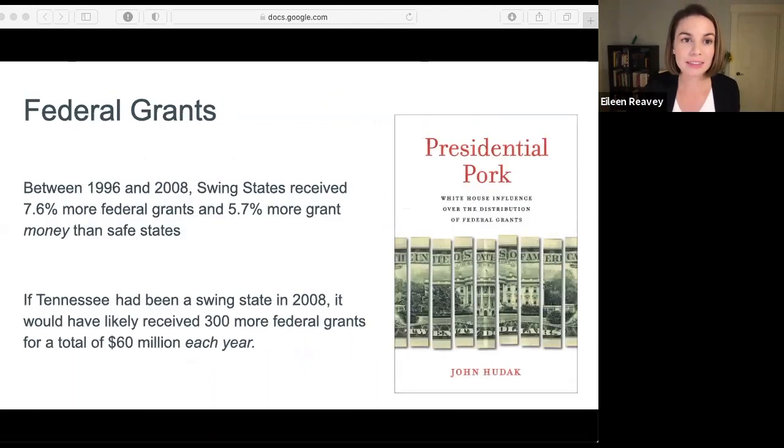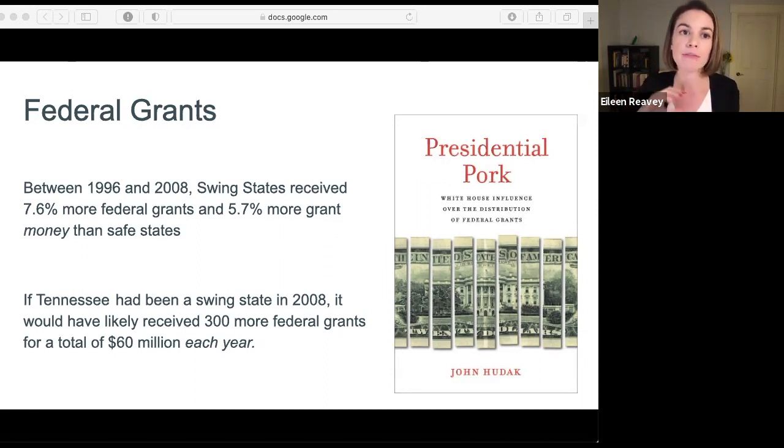So other ways that this impacts our presidency and the way that our government runs is if you look at federal grants. This research found that overall, controlling for variables including state size and natural disaster relief funds, presidential election swing states received 7.6% more federal grants than safe states, worth about 5.7% more grant dollars. So this equates to huge amounts of money.